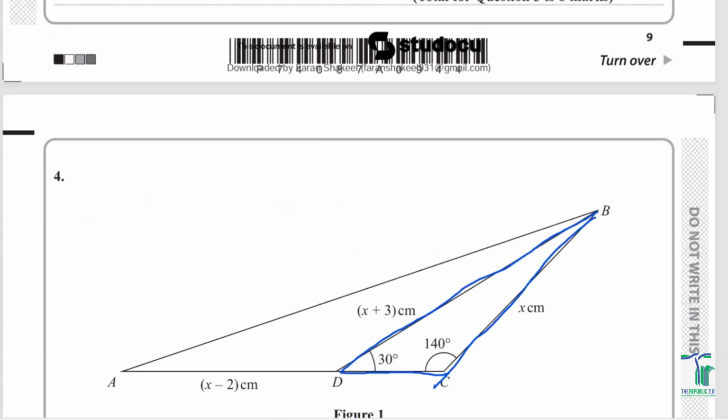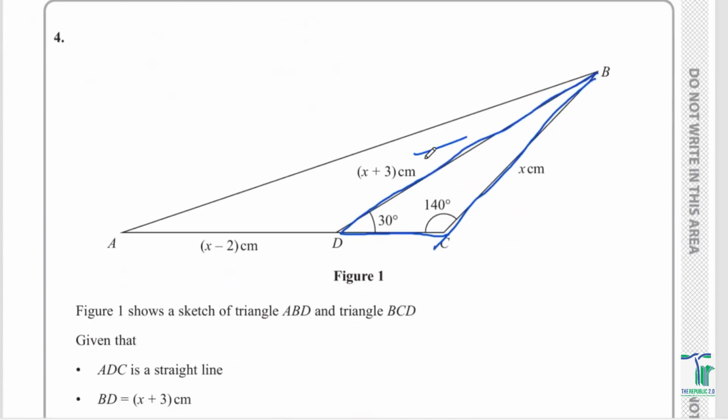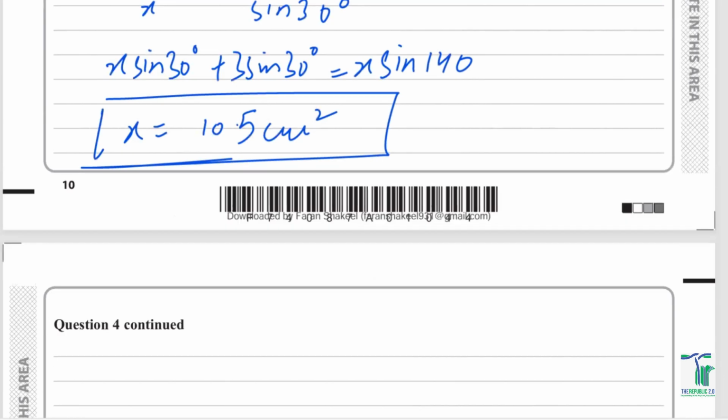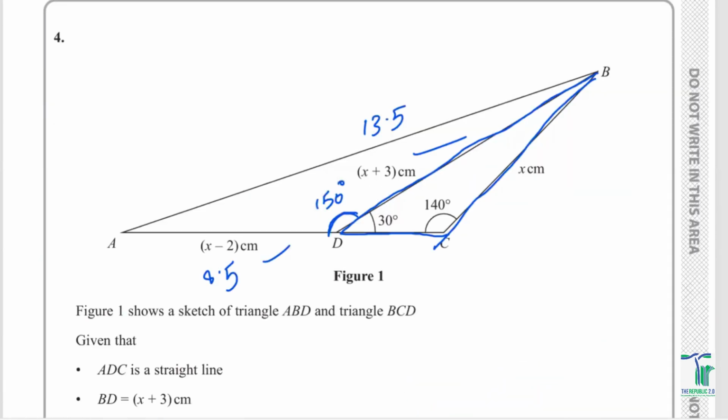Now, since you've got the value of x, you've got this side, you've got this side, and you also have the angle between them, and that has to be 150. X was 10.5, so 10.5 plus 3 has to be 13.5, and 10.5 minus 2 has to be 8.5. So this side is 8.5. Just apply the cosine rule and get yourself the opposite side. We need to find out the length of AB.